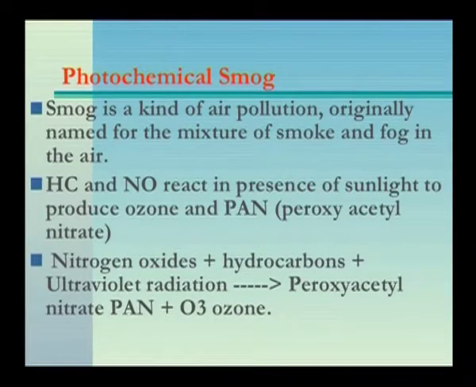Photochemical smog, this is a kind of air pollution originally named for the mixture of smoke and fog in the air. Hydrocarbons and nitric oxide react in the presence of sunlight to produce ozone and PAN, which is peroxyacetyl nitrate. Nitrogen oxides plus hydrocarbons plus ultraviolet radiation leads to PAN plus the creation of ozone.